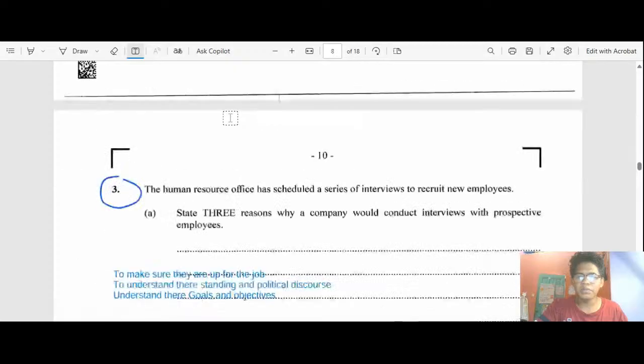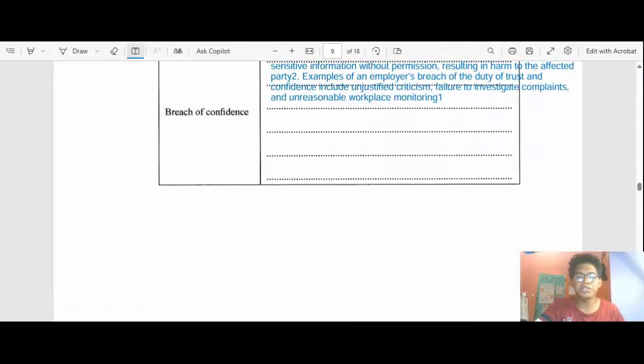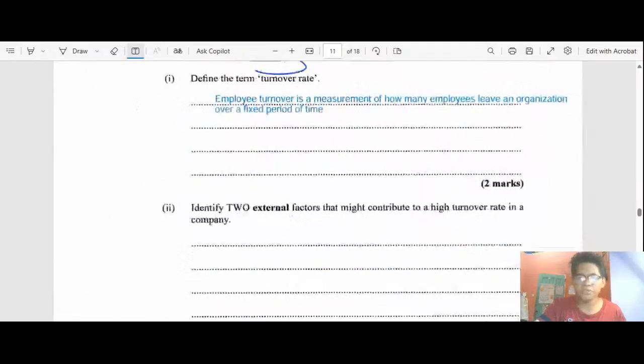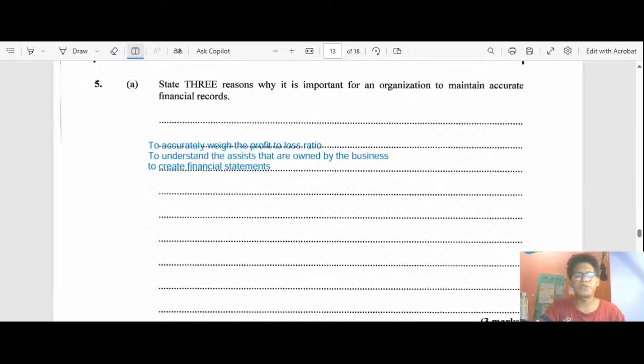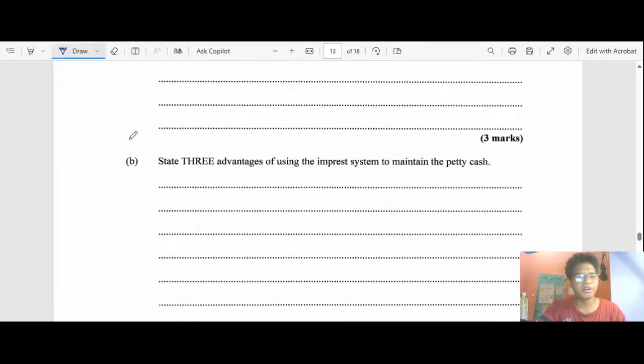So let's move on to question 5. If you missed anything, I have a previous live stream explaining all of these points. Let's move on to B. This is 5. B. Let's circle that right up here. State 3 advantages of using the Imprest system to maintain the petty cash.